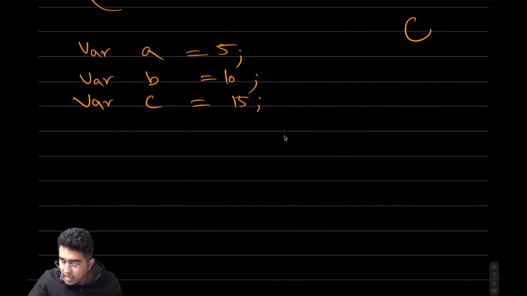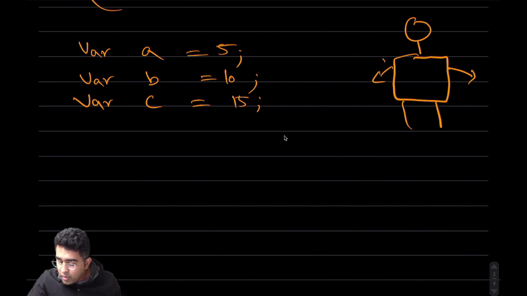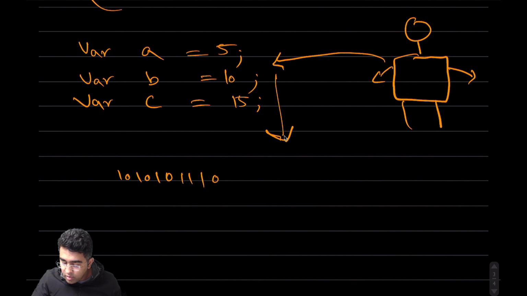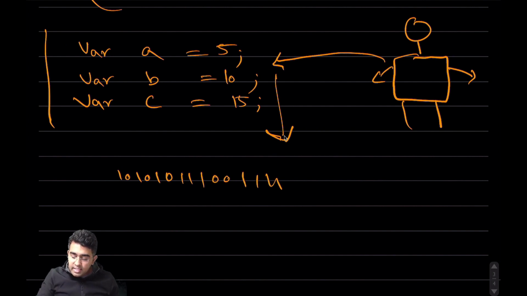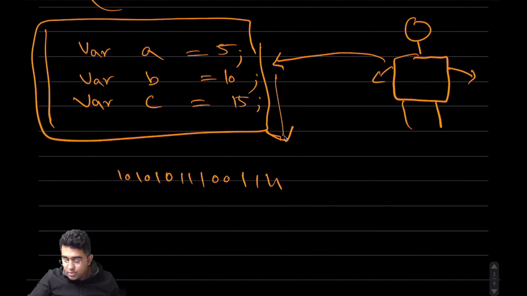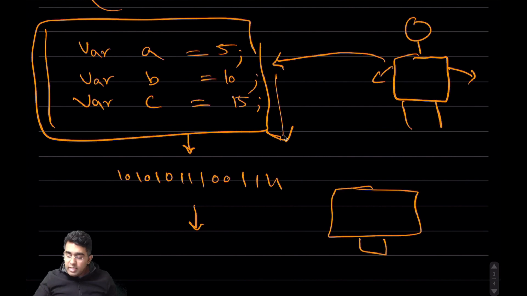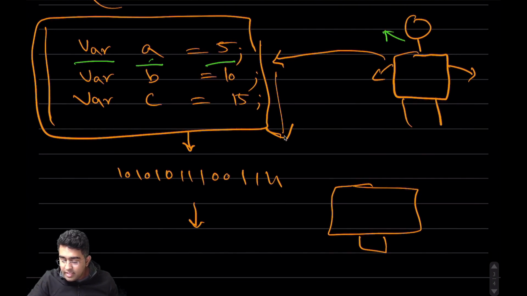Now let's just say this guy is the compiler of JavaScript. Its job is to read these statements and then send them in binary, 10101110000111, whatever these statements get compiled into. It will compile these and send them to our computer to run this code, because our computer does not understand what we are talking about in the statement. It doesn't understand what is var, what is a, what is 5. It only understands ones and zeros. Now this guy's name is compiler.